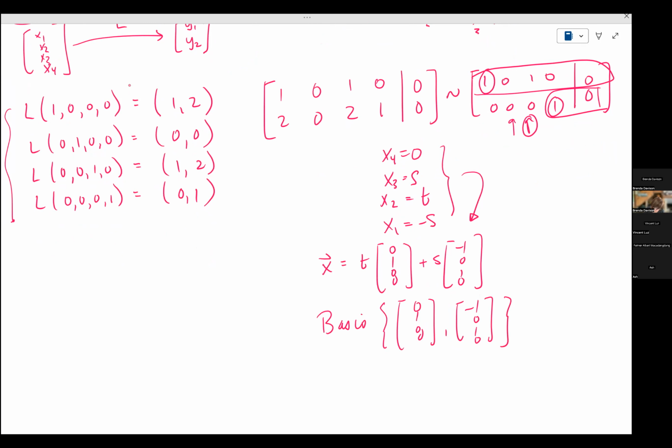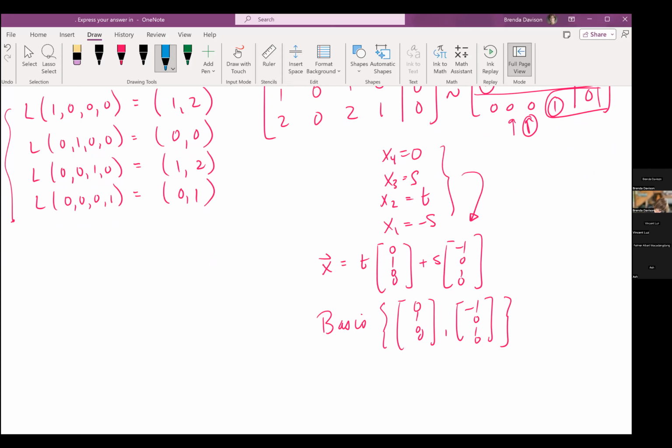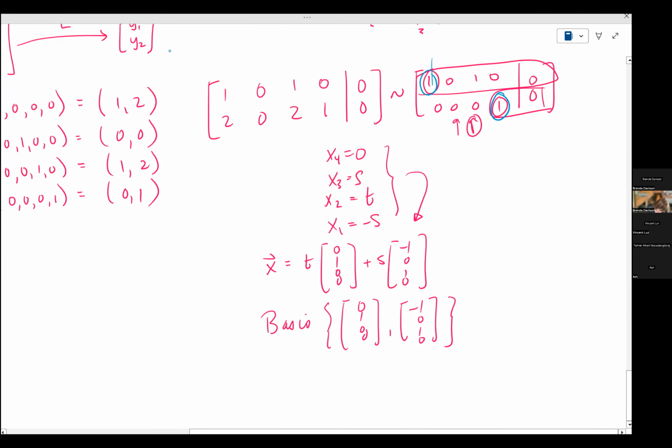Then I look at the row reduced form here, and there are 2 linearly independent columns, columns 1 and 4. So the basis for the range, that is the column space, is obtained by selecting those 2 vectors from here. Those 2 vectors are the basis for the range.